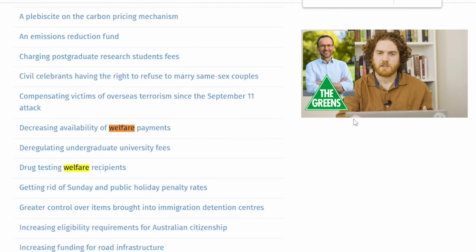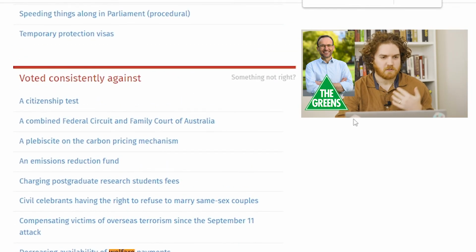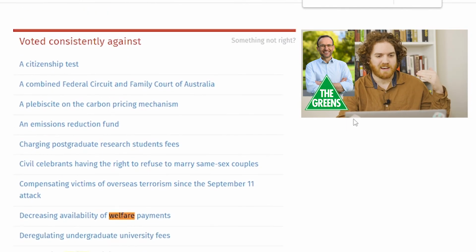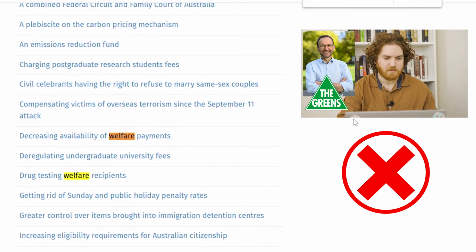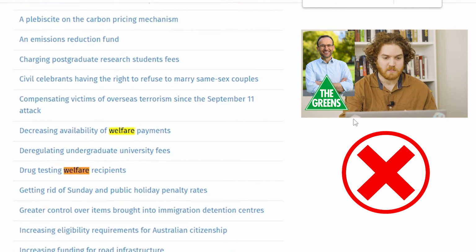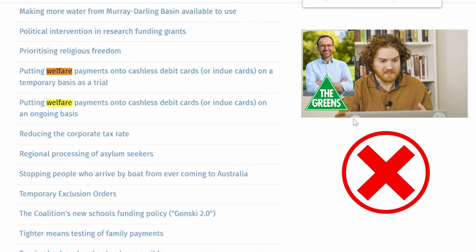Let's talk about different government services. So once again, starting with Adam Bandt for the Greens, he has voted consistently against decreasing availability of welfare payments, against drug testing of welfare recipients, consistently against putting welfare payments onto cashless debit cards or income cards, both as a trial and as an ongoing basis.